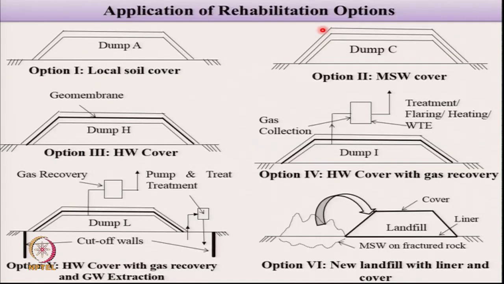The problem here is once you close this, you can't put additional waste. And cities don't have additional land. So you have to build in expansion with your closure and rehabilitation option. So wherever the height is not very high, you can now look at what are the expansion alternatives.